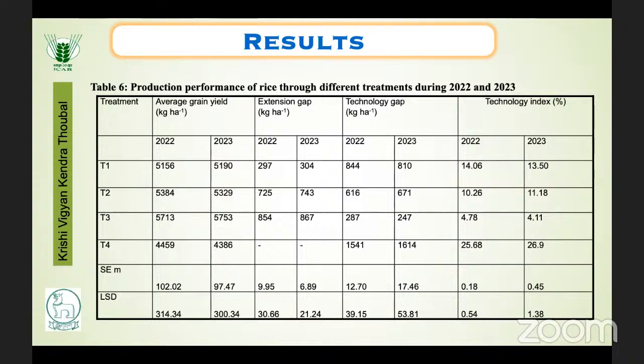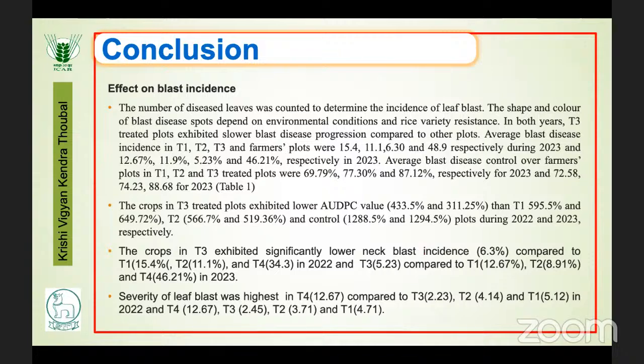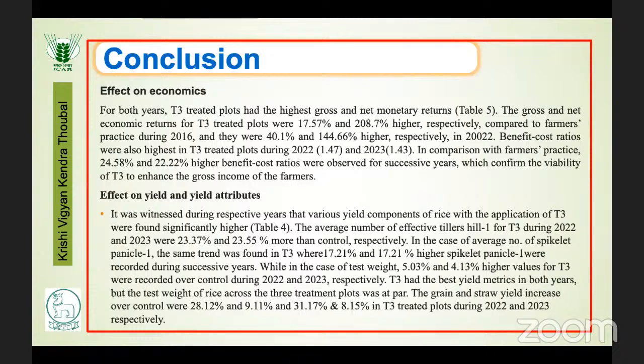These are the results when it comes to the performance extension gap, average grain yield extension gap, technology gap, as well as technology index, which were found to be improved in case of treatment number 3 compared to the remaining treatments. This is the graphical representation. In conclusion, we can say that treatment number 3, which is azoxystrobin and tebuconazole, was found to be better compared to the remaining 3 treatments for controlling blast disease in rice, provided the remaining package of practices are followed as recommended by different institutions.